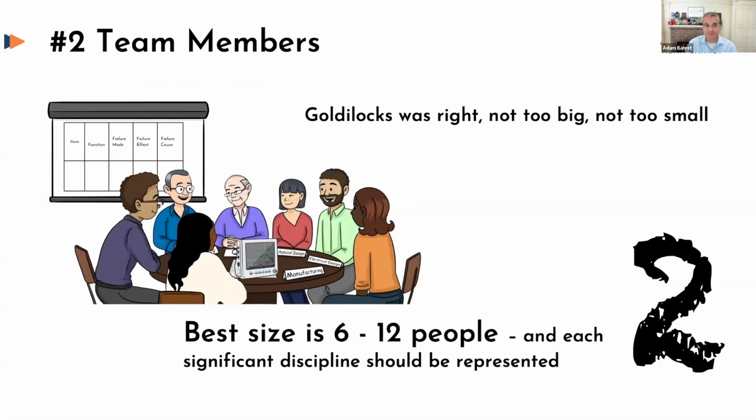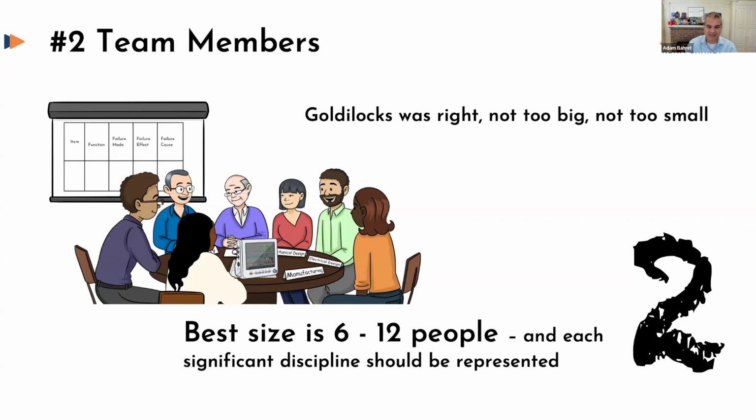The second tenet, team members. There are 2 aspects to this that I feel are critical. The first is the team size. We don't want one that's too big. We don't want one that's too small. I feel between 6 and 12 people is a really good size.